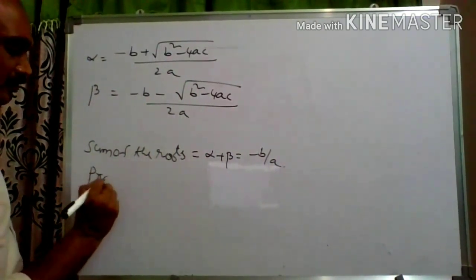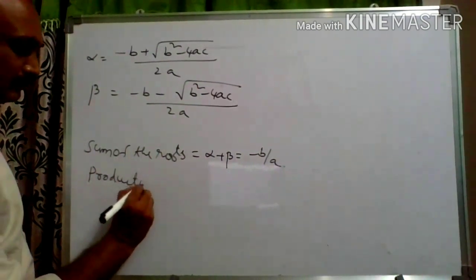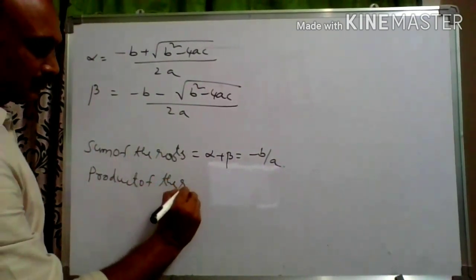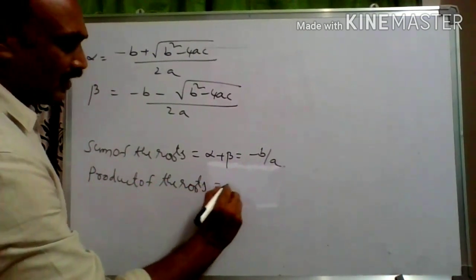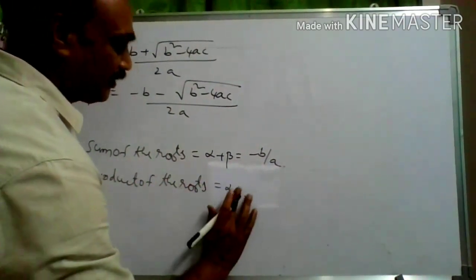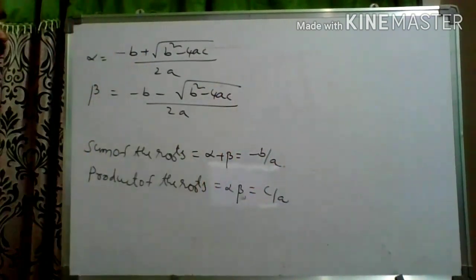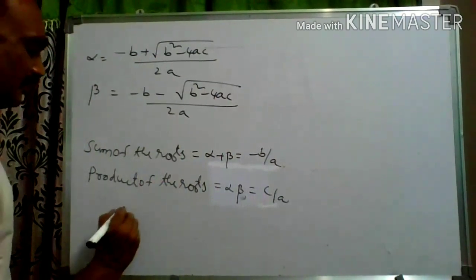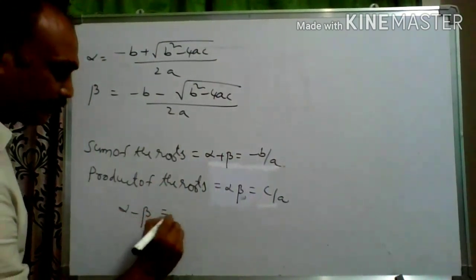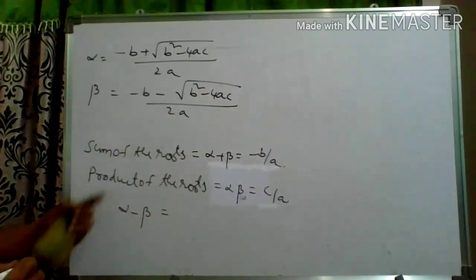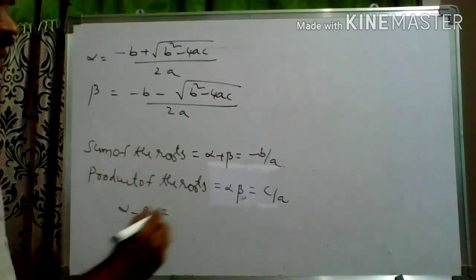Next, the product of the roots is equal to alpha into beta. Students, multiply this and simplify, we get c by a. The sum of the roots is equal to minus b by a. The product of the roots is equal to c by a. Students, what is the difference of the roots? Sum of the roots, product of the roots, difference of the roots.